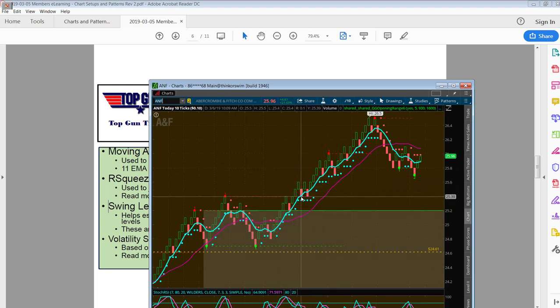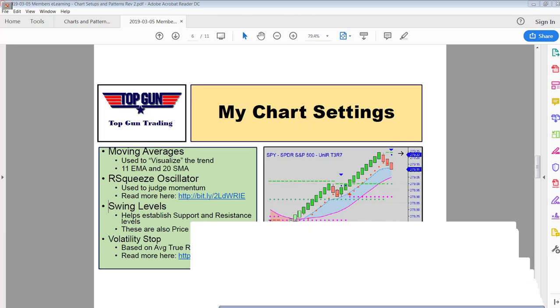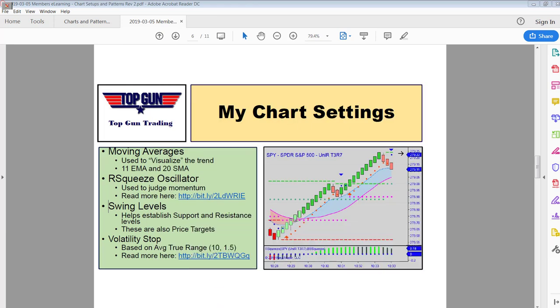And those are important for breakouts, for targets, for exits, stops, you name it. We'll talk a little bit more about that. But it helps establish that support and resistance level, which I use as price targets or stops.